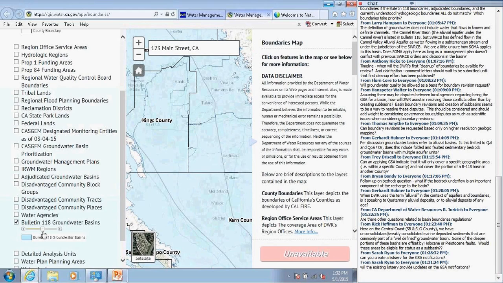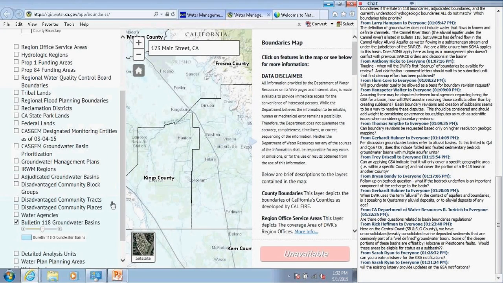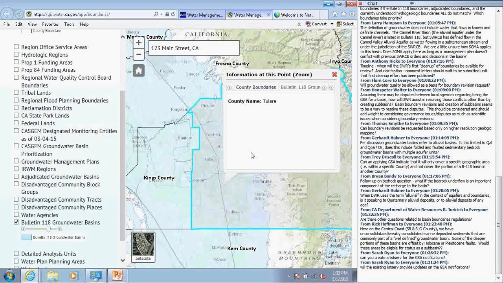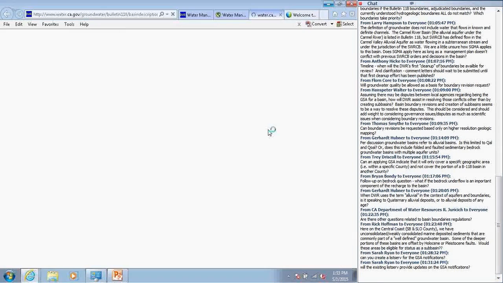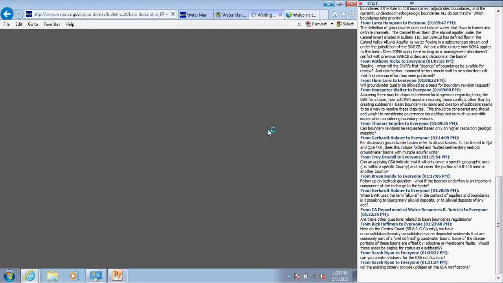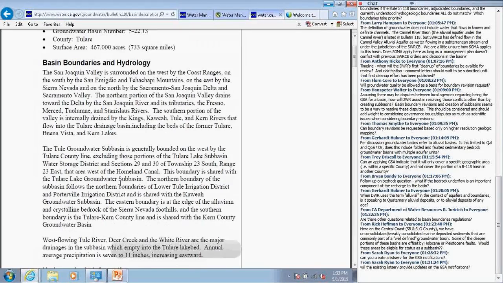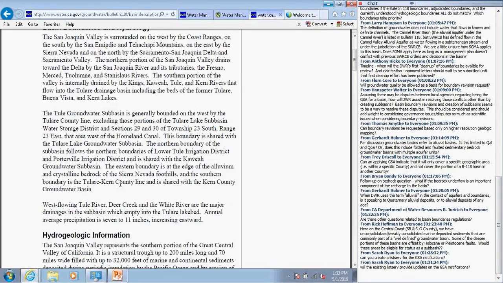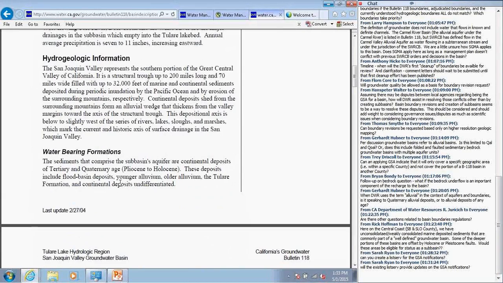And you can zoom in so you can see where in California or the cities where these basins are. If you click on a basin, there's a description, the Bulletin 118 description of the basin, boundaries, as well as the whole description of the basin, all of the water information, water quality information, a lot of very useful information.